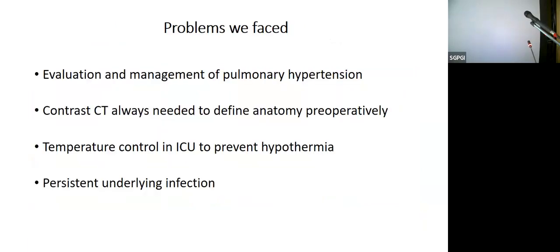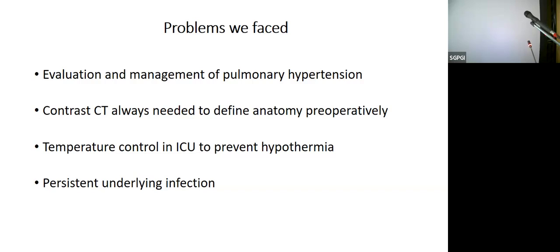So what are the problems we are facing currently in emergency congenital cases? First, evaluation and management of pulmonary hypertension. Most of the congenital heart cases are either VSD, where there is increased blood flow. So here, evaluation of pulmonary hypertension is very important. In any patient with moderate to severe pulmonary hypertension, if we operate and close the defect, the patient won't be able to come off the pump.